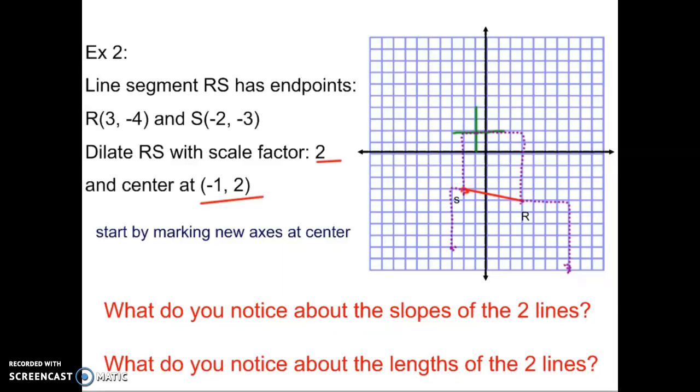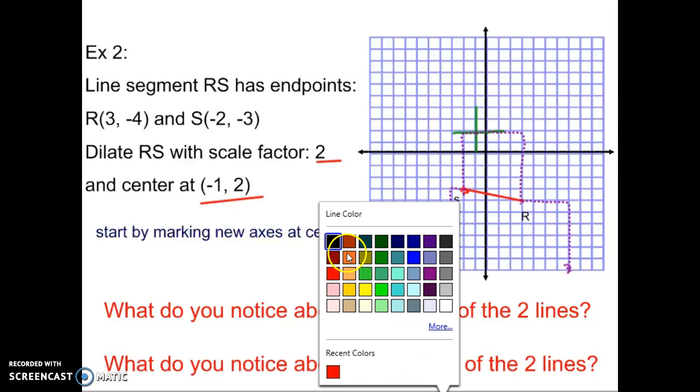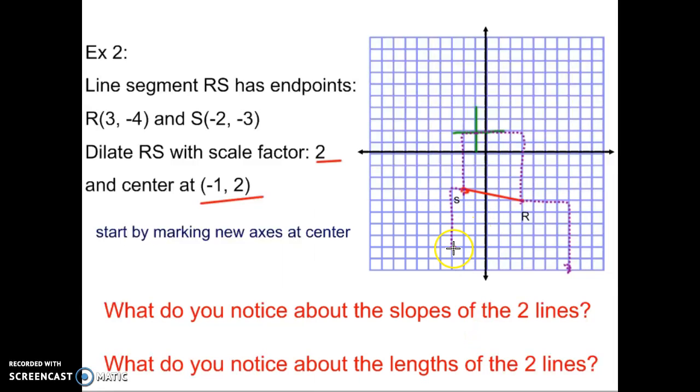So if I draw a line between those, there's a line from S prime to R prime. Again, those lines are parallel. This is S prime, this is R prime. Those lines are parallel, and S prime R prime is twice as big as SR because the dilation factor is 2.